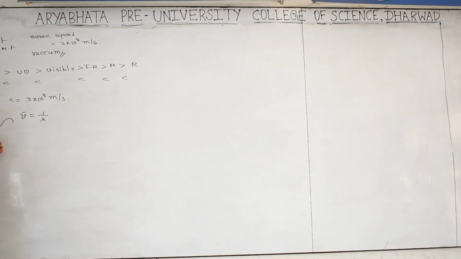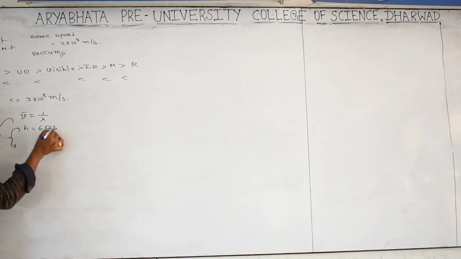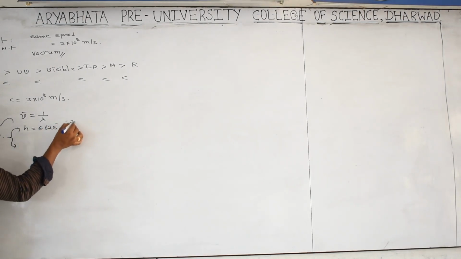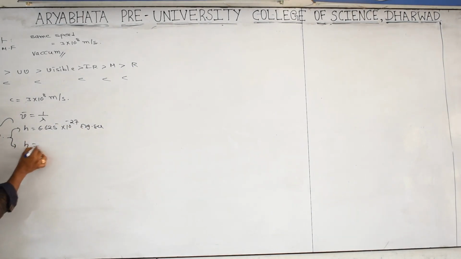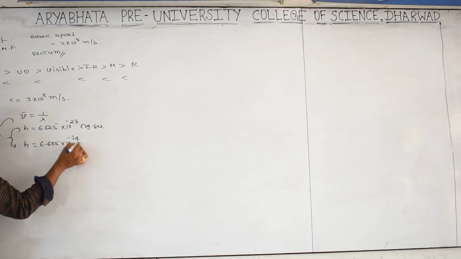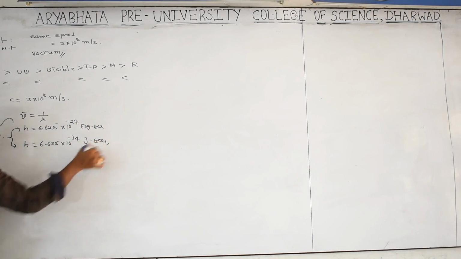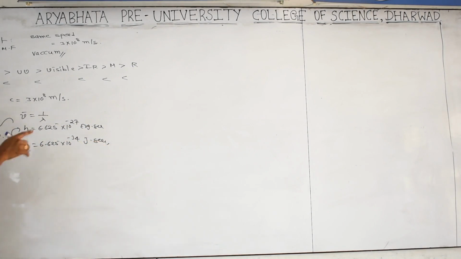Generally, energy is equal to h nu. H is called Planck's constant. We have two values of h, in CGS and MKS. The CGS value of h is 6.625 into 10 to the power of minus 27 erg second. The value of h in joules is 6.625 into 10 to the power of minus 34 joule second, not per, because 1 erg is equal to 10 to the power of minus 7 joules.